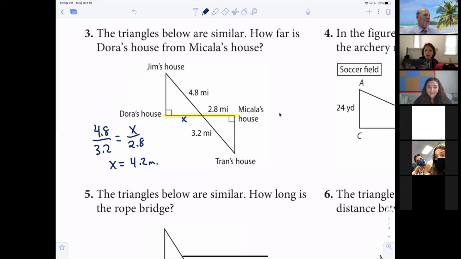It's 6.3 miles. What? Is it 6 miles? No. Who is saying 6.3 miles? Is it like 4.2 miles from Dora's house to Michaela's house? 7 miles. Oh my gosh, why would it be 7 miles if it's 6.3? Who said 7? I did.